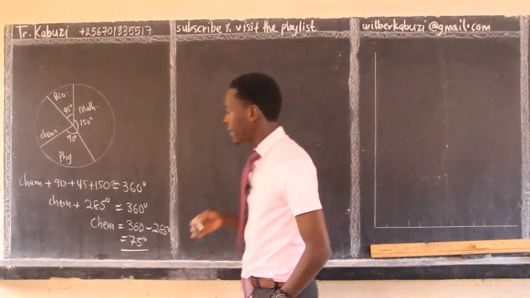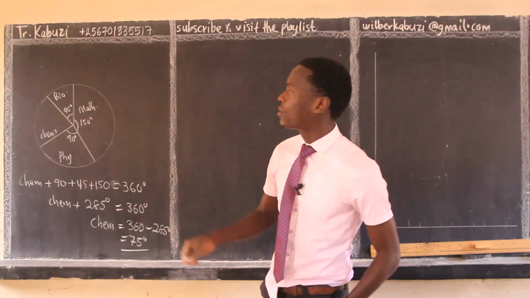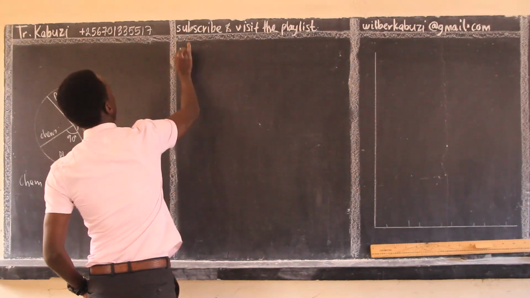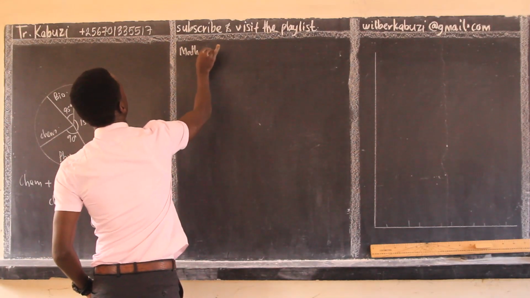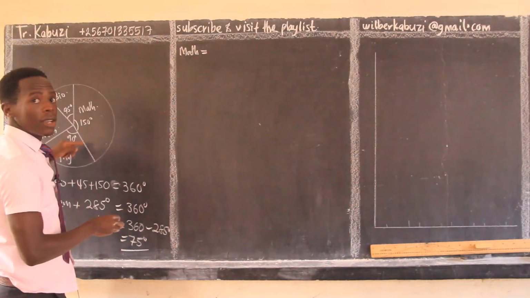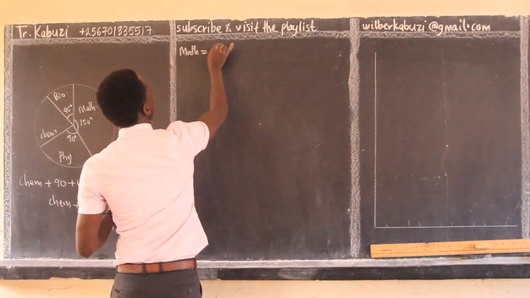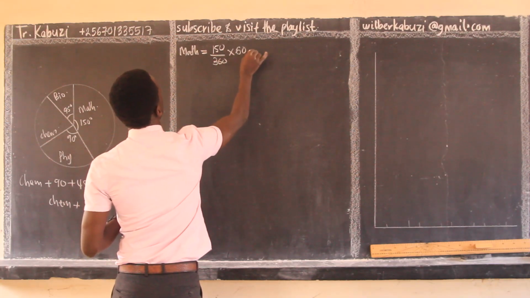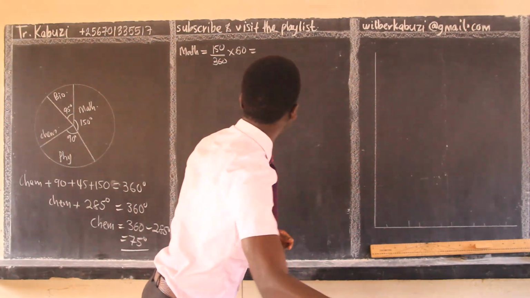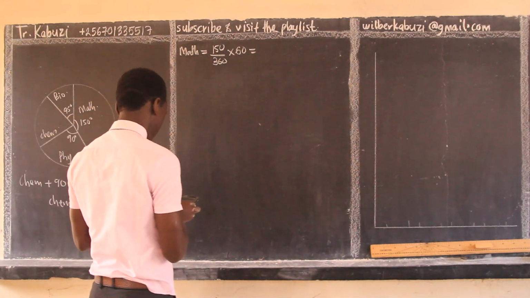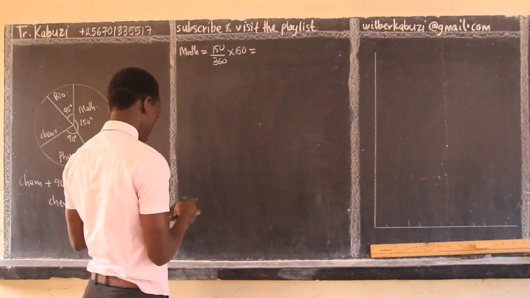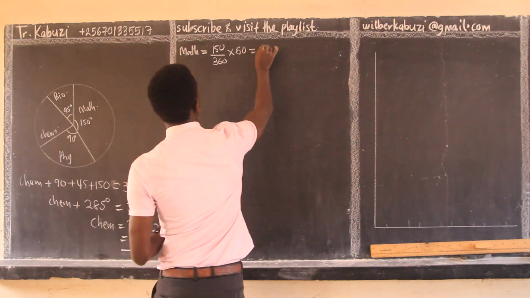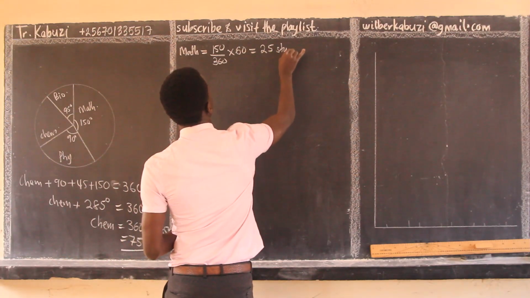Now after getting the 75 degrees, you want to know how many students are in each of the four. So you start with math. Math is 150 over the total, which is 360. So 150 over 360 times the 60 students, you just get your calculator there, you don't waste time. This one is giving you 25 students.